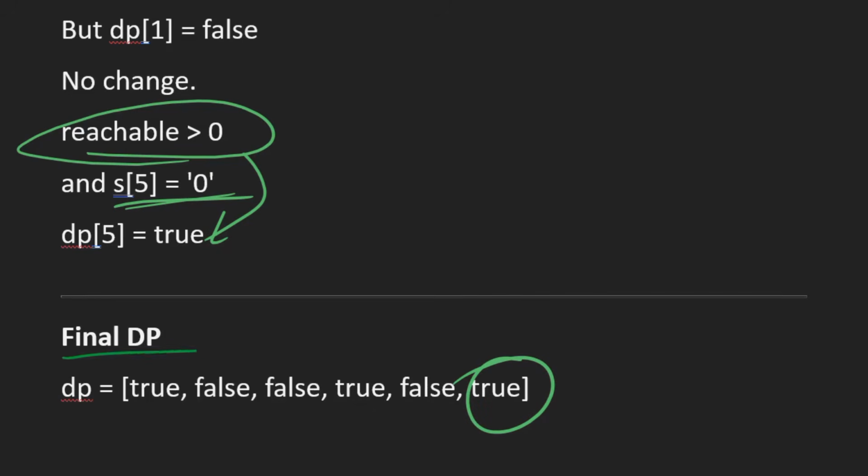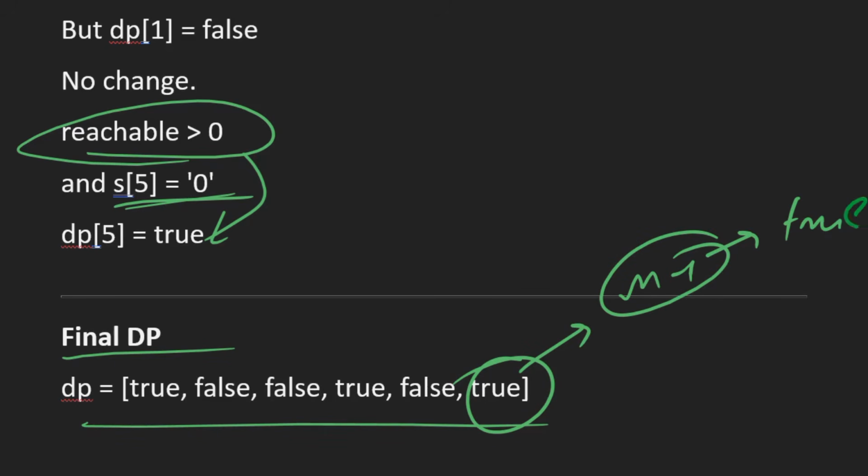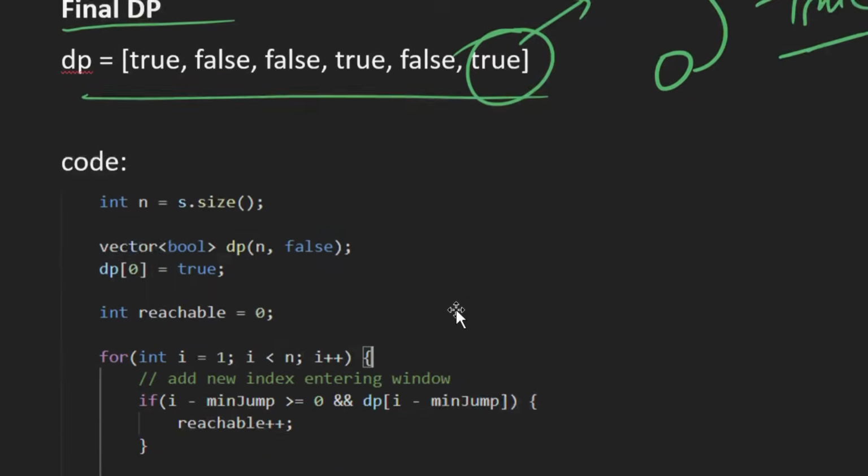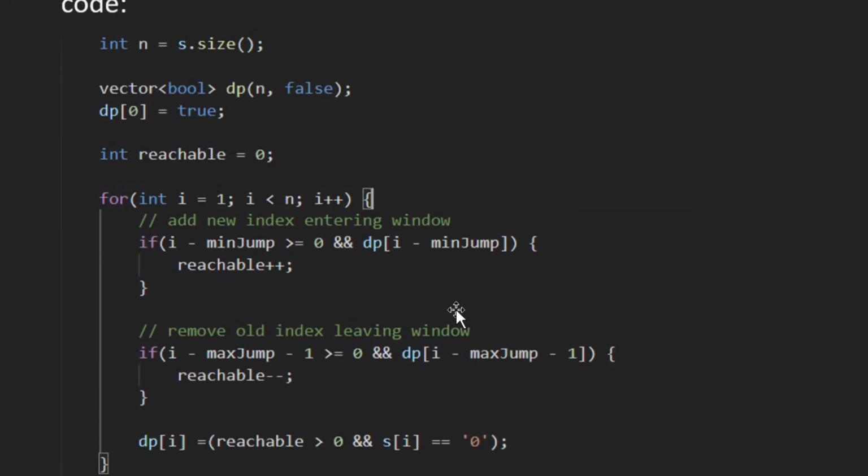So after processing all the states, this is our dp array, and if we see at n minus 1 in the dp we have true, that means we can reach from index 0 to index n minus 1, so we return true as the answer. So this way we use dp and sliding window to solve the problem. So let's move to the code part.